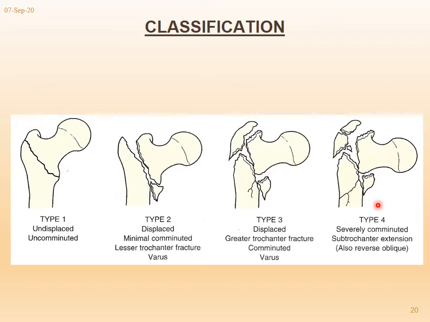Classification: the intertrochanteric fracture is also classified into four types. When it is undisplaced, this is known as type 1, and when it is minimally displaced, and the greater trochanter is intact, this is type 2. When the greater trochanter and lesser trochanter are broken into pieces, then it is type 3. And when there is extension of the fracture, the greater trochanter is broken, the lesser trochanter is broken, and the fracture extends into the subtrochanteric area, this is known as type 4.